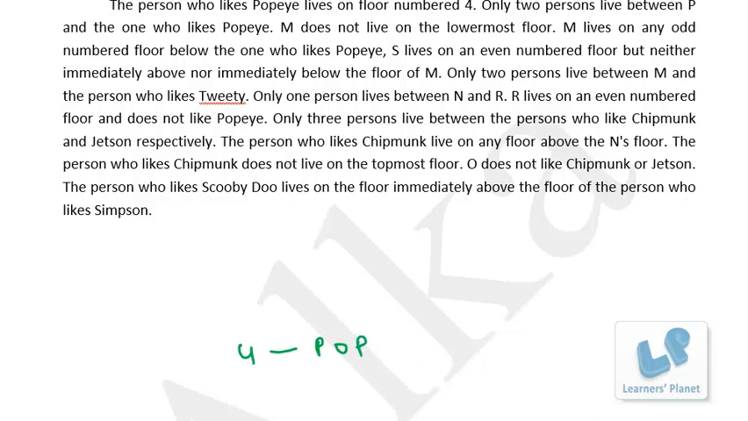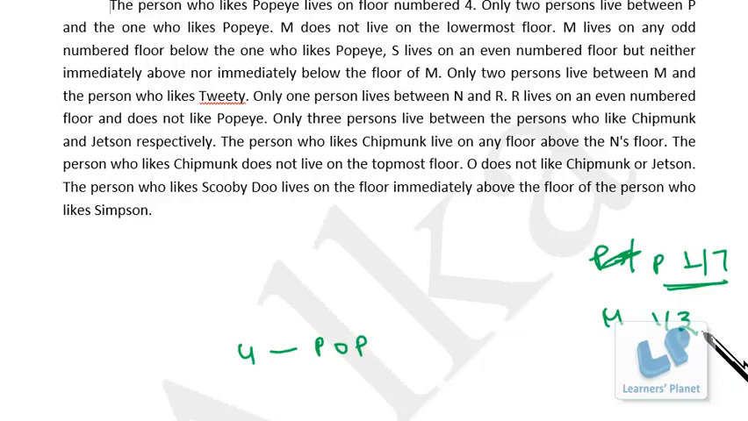Then only 2 persons live between P and the one who likes Popeye. So P may be on 2, 3, 1 or 5, 6, 7. So P lives either on the first floor or the 7th floor. Okay. M lives on any odd numbered floor below the person who likes Popeye. So M is on 1 or 3.